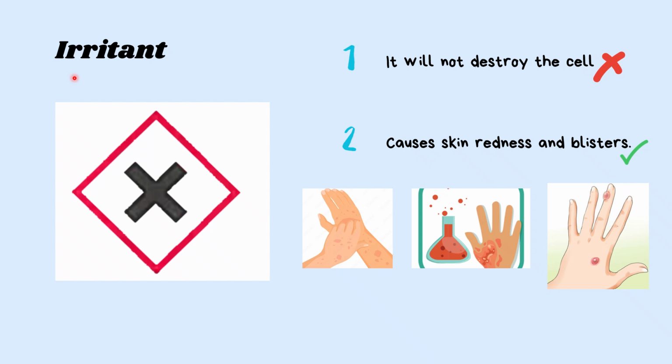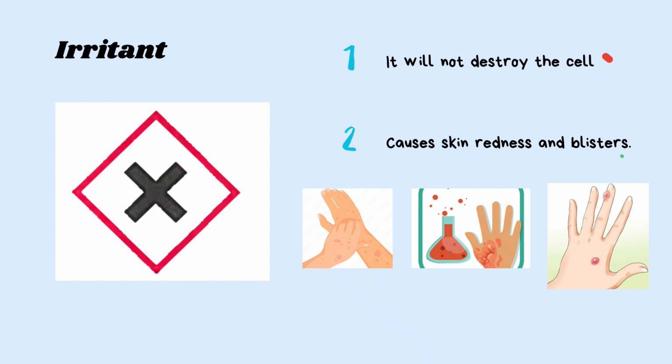First one is the irritant hazard. This is how the symbol looks like. It directs you that you're not expected to touch the chemicals or in any way bring them in contact with your skin or any body part. Because first of all, it is not going to destroy your cells completely, but yes, it is going to cause rashes, redness, and blisters on your skin, as you can see in the picture.